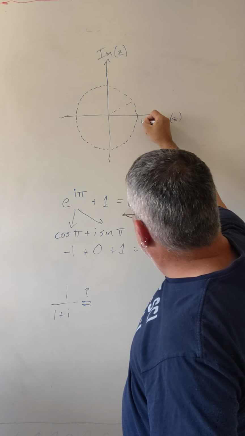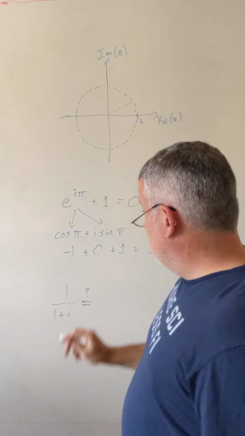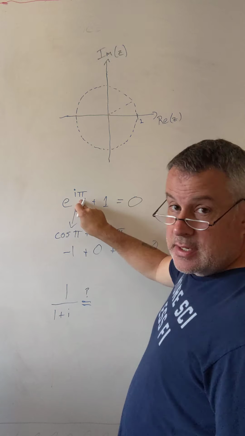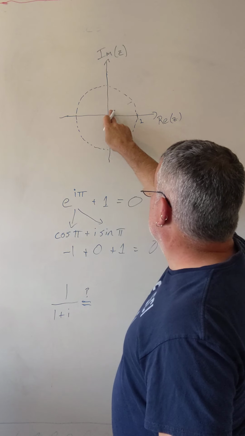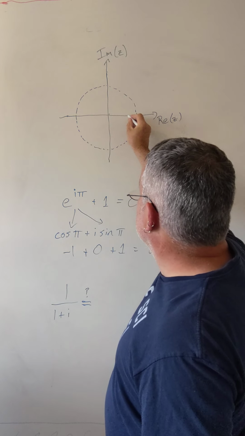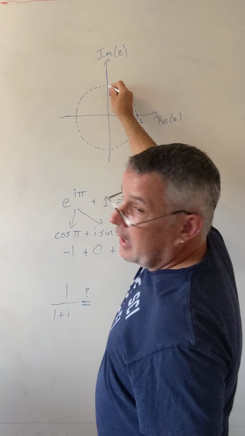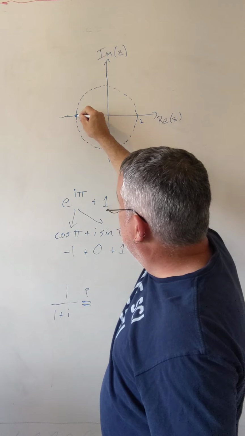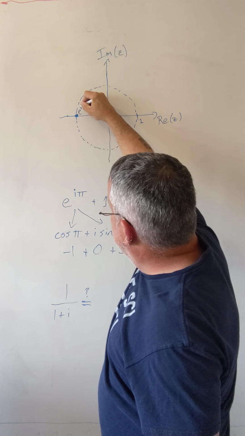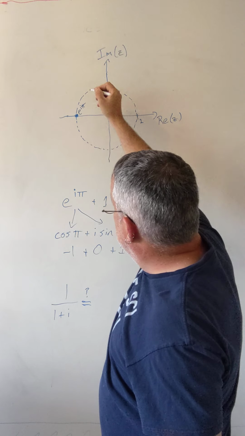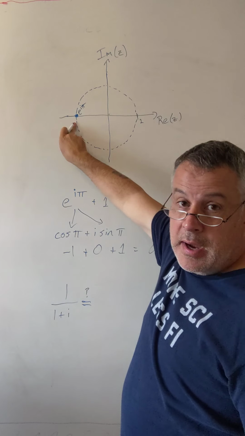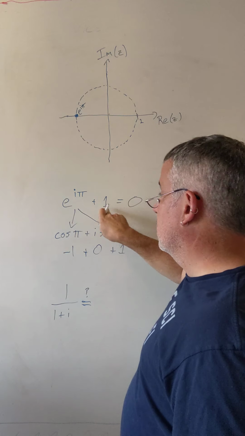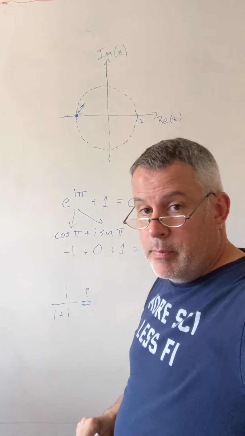That's 1. Where are we? Well, our angle that we're considering here is pi. So if this is the angle 0, this is the angle pi over 2, this is the angle pi. So here is e to the i pi, which is equal to minus 1, plus 1 equals 0.